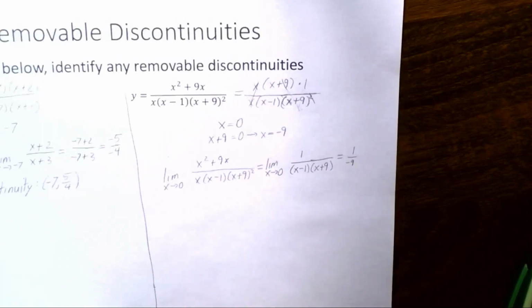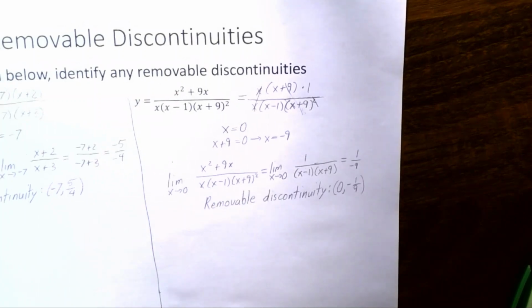Using a similar methodology to what we have done earlier, we use the reduced form of the function to calculate the limit as x approaches 0. Doing this results in 1 over x minus 1 times x plus 9. Plugging in 0 gives 1 over negative 1 times 9, which is negative 1 over 9. So, from this, it is confirmed that the point 0, comma, negative 1 over 9 is a removable discontinuity.